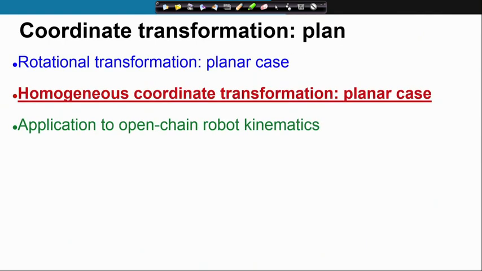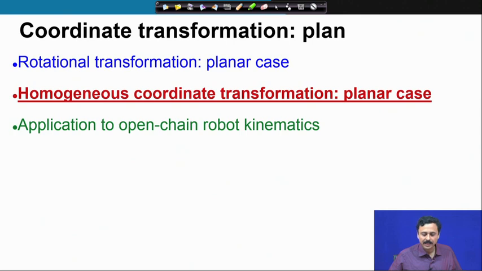We have discussed the rotational transformation for the planar case. In this lecture, we are going to continue this discussion and look at the homogeneous coordinate transformation for the planar case, and subsequently we are going to look at applications of this homogeneous coordinate transformation for open chain planar robot manipulators.